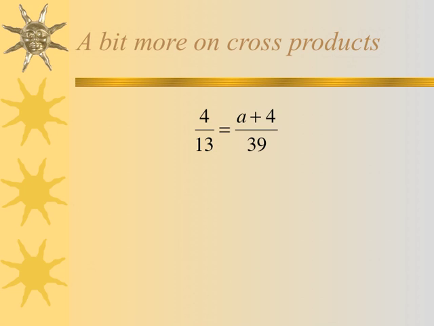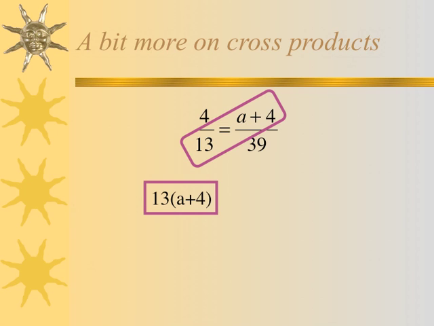When we go to apply cross products here, the first thing we're going to do is multiply 13 by the quantity a plus 4. That phrase, by the quantity, means I have to multiply 13 by the whole expression, a plus 4. Not just 13 times the a, but times the plus 4 as well. We would write that down using parentheses to show that it's 13 times the quantity a plus 4. This looks like the kind of thing we would apply the distributive property to. Our other cross product is 4 times 39.